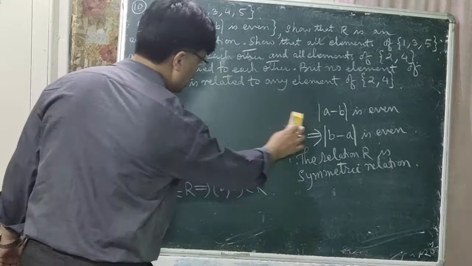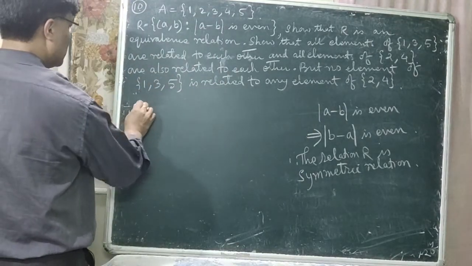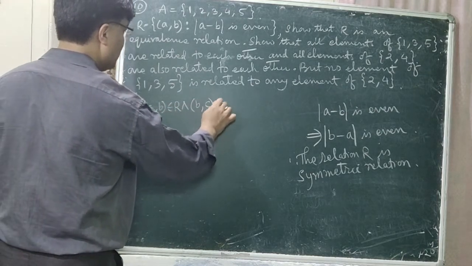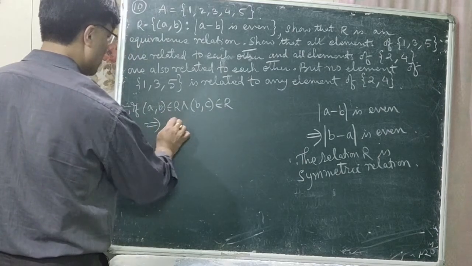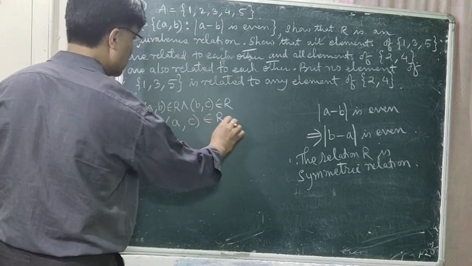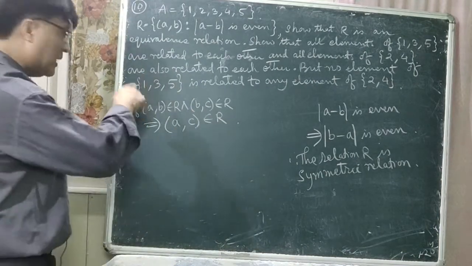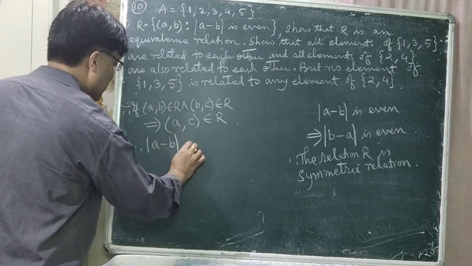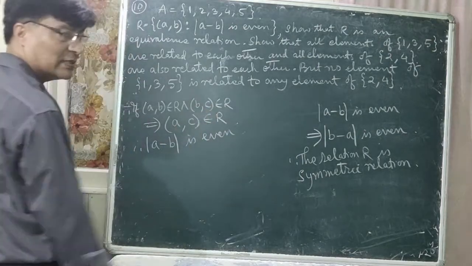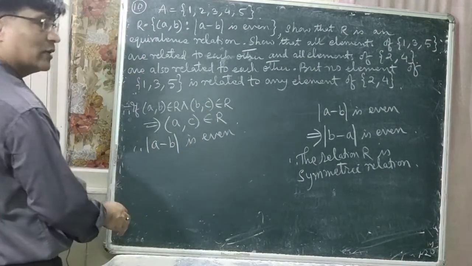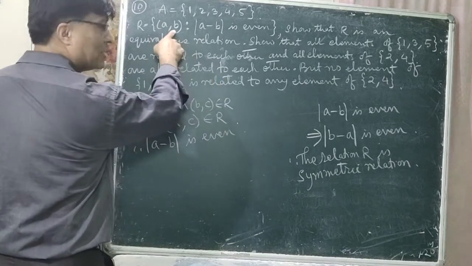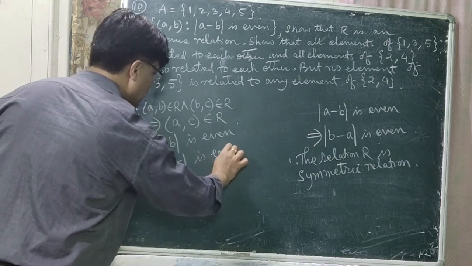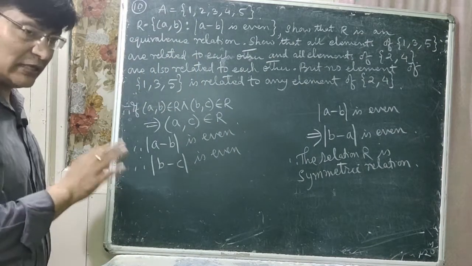Now for transitive relation: if (A, B) belongs to the relation R and (B, C) belongs to the relation R, then this should imply that (A, C) belongs to the relation R. So if (A, B) belongs to R, then |A - B| is even. If (B, C) belongs to R, then |B - C| is also even.